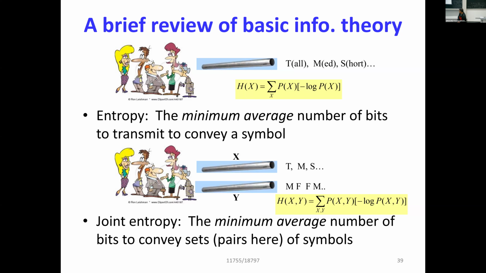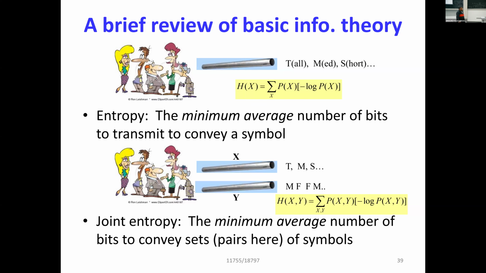So if you've got this pipe and there are people walking into my room and I want to tell my friend on the other side if the people walking in are tall or of medium height or they're short, then this is a random variable with 3 outcomes, right? And so the number of bits I'd be sending per person coming in on average using the optimal coding scheme would be the entropy of that random variable.